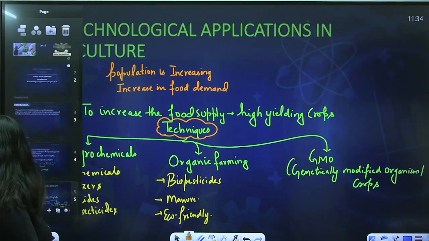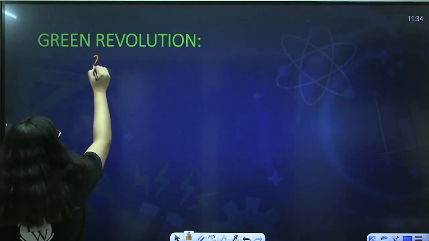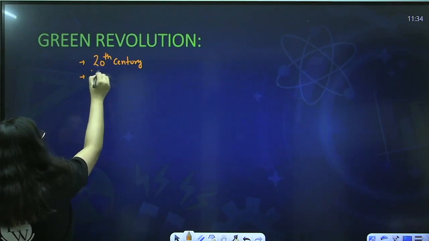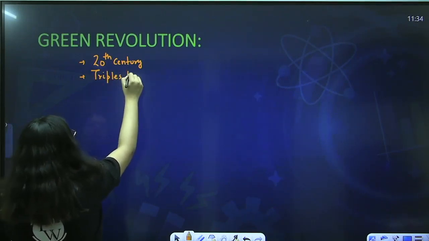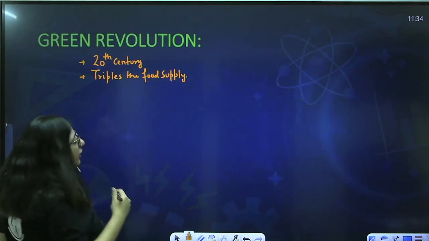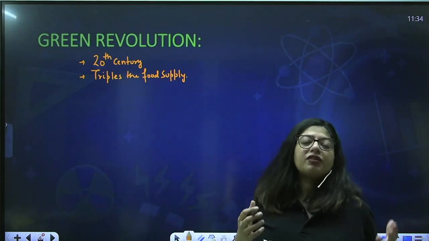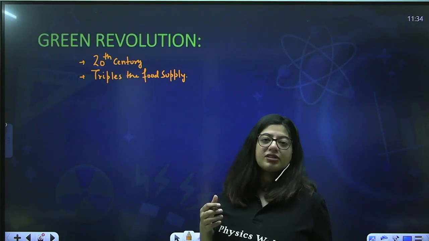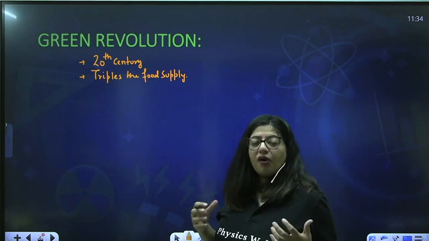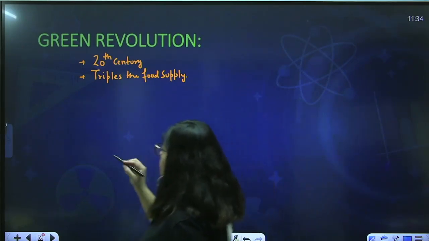Now let's talk about how the Green Revolution turned into a success. The Green Revolution came in the 20th century, and with it, the food supply tripled. So that's a big thing. Now, what were the techniques used by the Green Revolution? You must have heard of the Green Revolution in botany. What were the techniques that led to so much success? It has basically fed a lot of people, right? How? What techniques did the Green Revolution use?